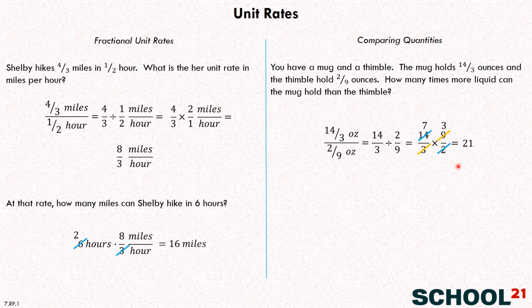So what does that mean in the context of our problem up here? What does this 21 mean? It means that the mug could hold 21 times more than that thimble. Right. So the mug holds 21 times as much liquid as the thimble. If you were to fill up the thimble 21 times and each time you pour it into the mug, on the 21st time you would fill up the mug. Okay, does that make sense?